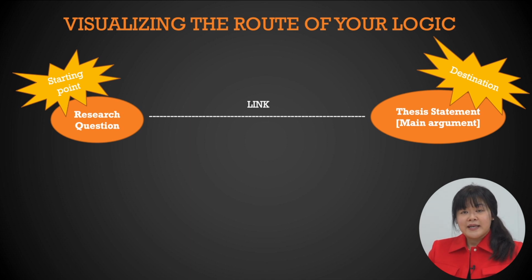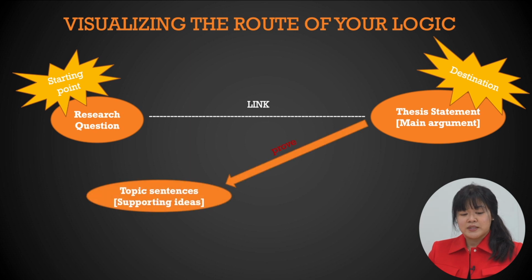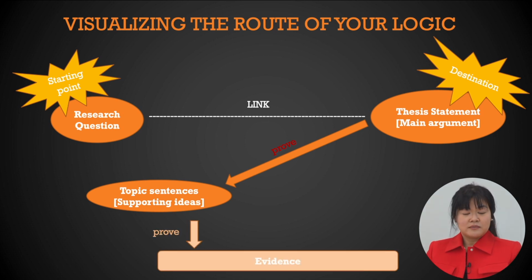Now, any academic argument will require proof or evidence. So you will need to prove your main argument using supporting ideas. In other words, your topic sentences themselves should be able to prove that your thesis statement is right. In turn, your topic sentences, our supporting ideas, will need to be proven using evidence such as data from past research, real-life examples, or logic.